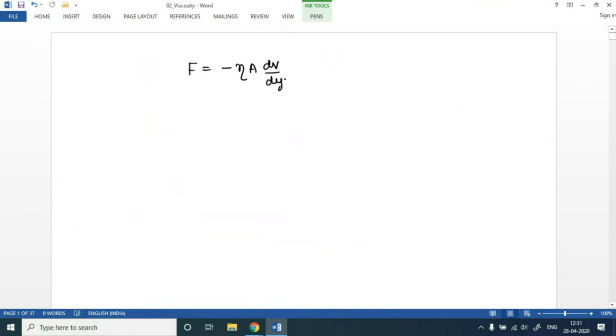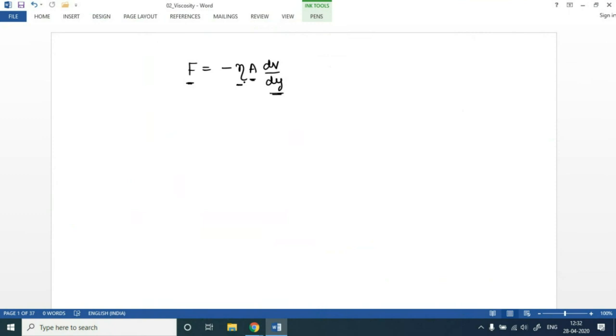We must realize that this viscous force is directly proportional to area, directly proportional to this velocity gradient, and the proportionality constant here would be eta, which is nothing but the viscosity of the fluid, or you can also say the coefficient of viscosity for the given fluid. That depends upon the nature of the fluid, as we discussed in yesterday's class.